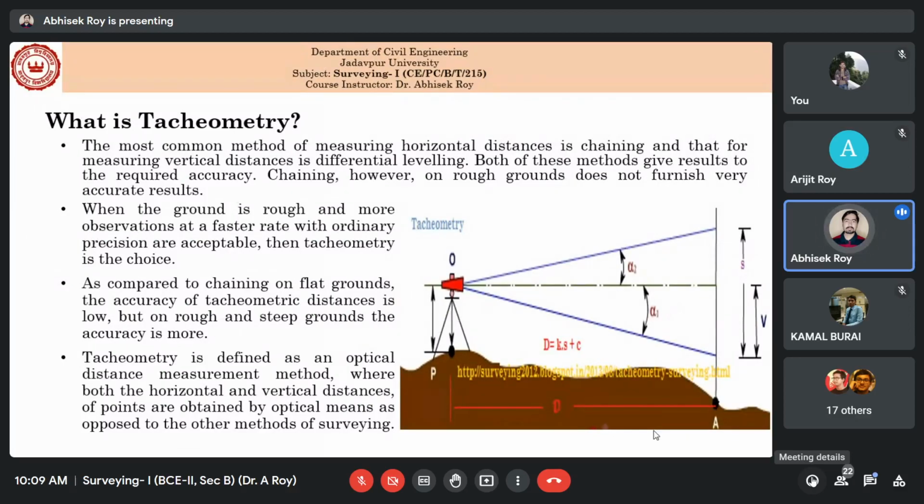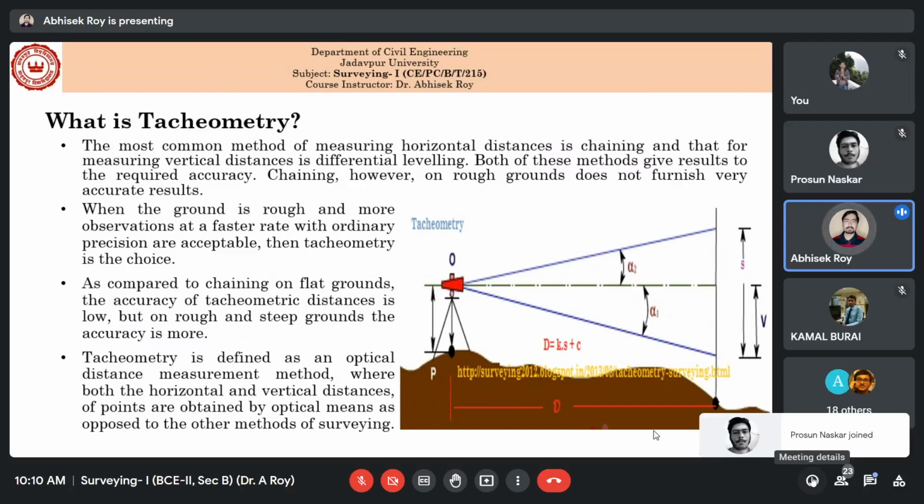Suppose I am doing chaining on an undulated ground, which is not a flat one, then obviously the accuracy will not be that much, right? So accuracy also depends on the typical condition. Now suppose only one method we will apply by which we want to calculate the horizontal and vertical distance both, and also very fast, means we want to measure all the readings at a relatively faster rate. Then which method do we have to depend on?